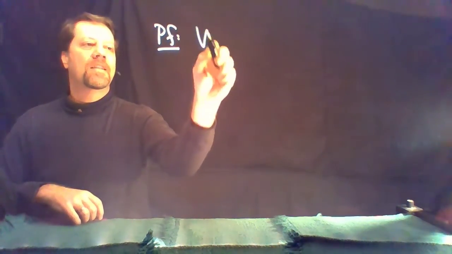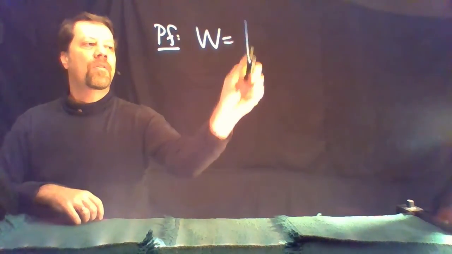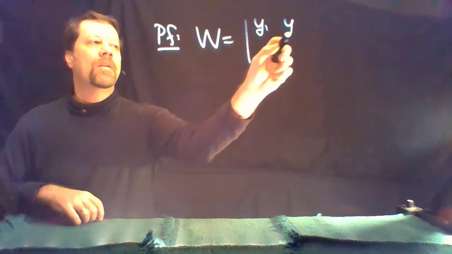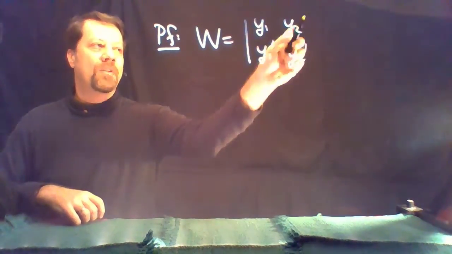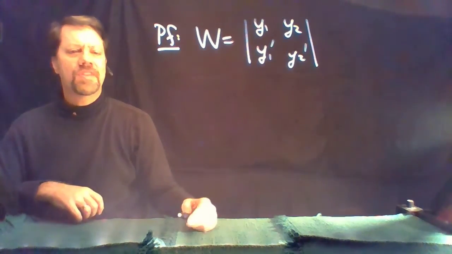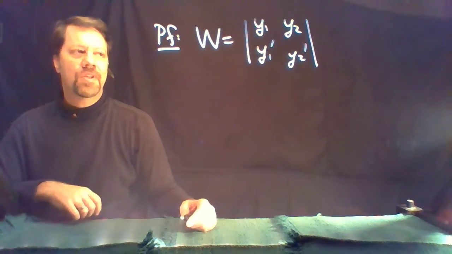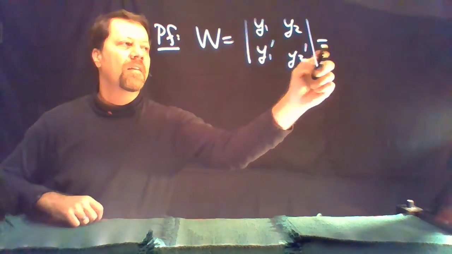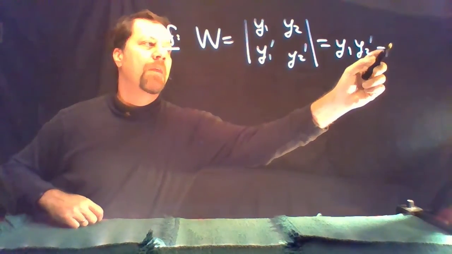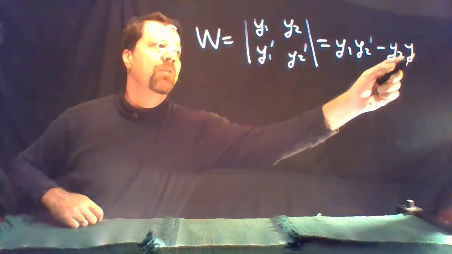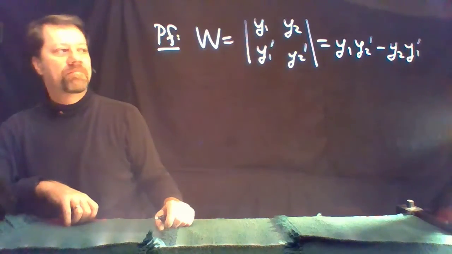To prove Abel's lemma, let's look at the Wronskian. The Wronskian is the determinant of y1, y2, y1 prime, y2 prime. I'm proving this for second order equations, but we could prove this just as easily for nth order equations. This is y1 y2 prime minus y2 y1 prime.